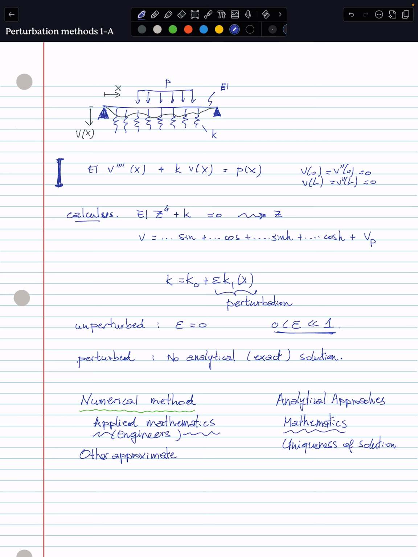Because numerical methods definitely are approximate as soon as you decide to discretize a domain and write, for instance, a weak formulation of a governing equation. This is an approximate method. I understand, of course, that if you decide to decrease the size of your mesh, it's supposed to converge to the exact solution. That's what you expect. But there are other ways to do so, and perturbation methods is another kind of approximate method that belongs to applied mathematics.